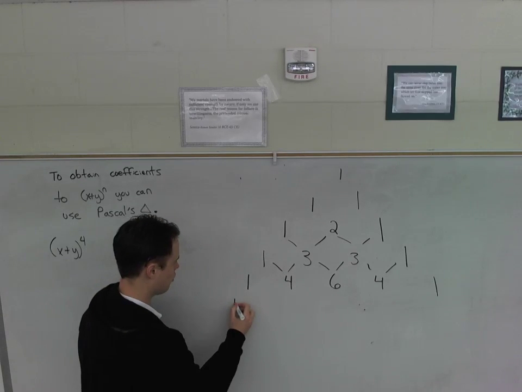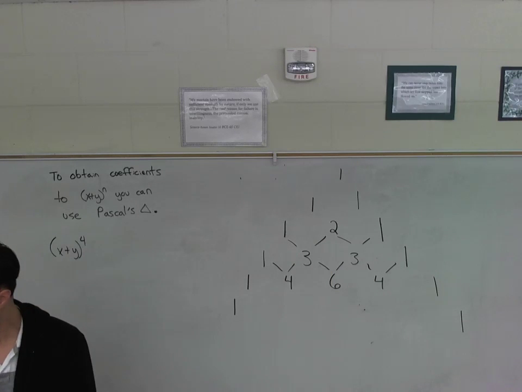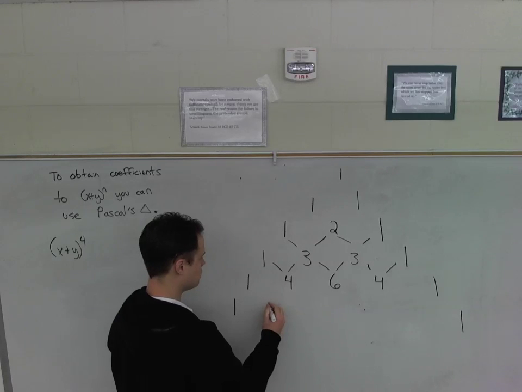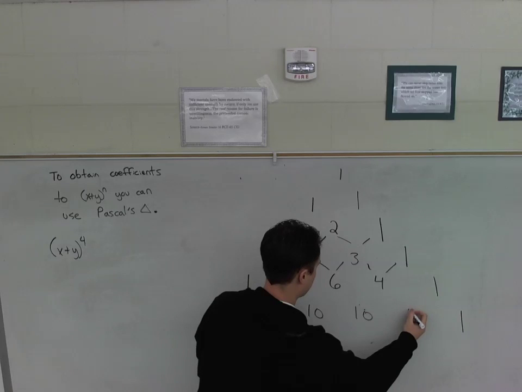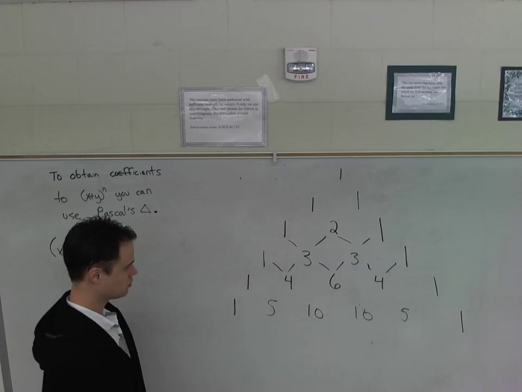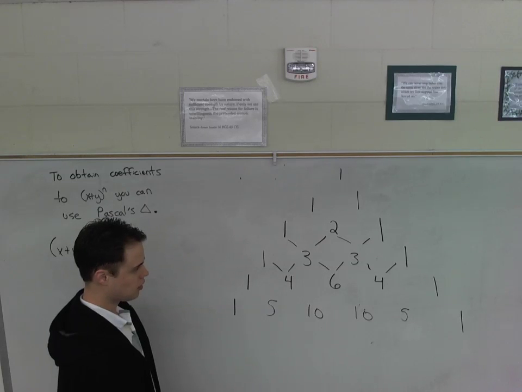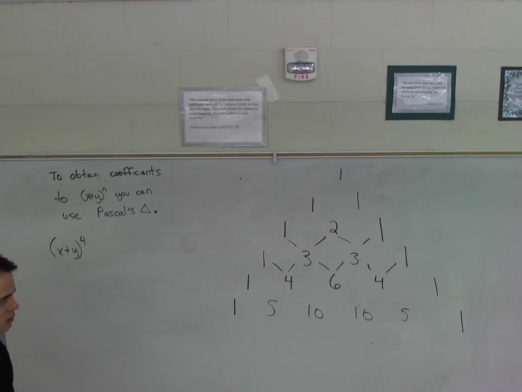Let's do 1 more row. You can keep going as far as you need to until you get to the specific row that you need. So how do you know which row you need? Well, we'll talk about that. This one should be 5, 10, 10, 5. Then it's 6, 15, 20, 15, 6, and then it's like 7, 21, 35.